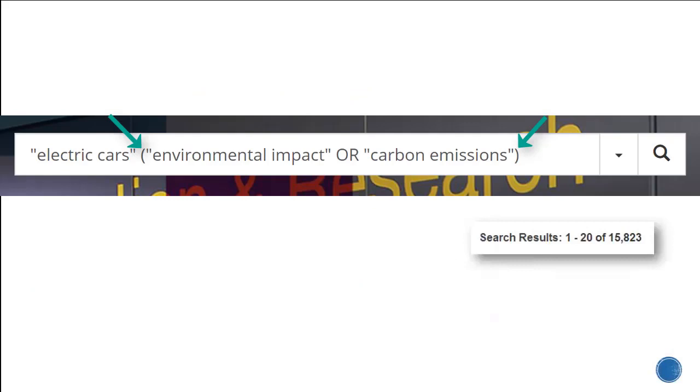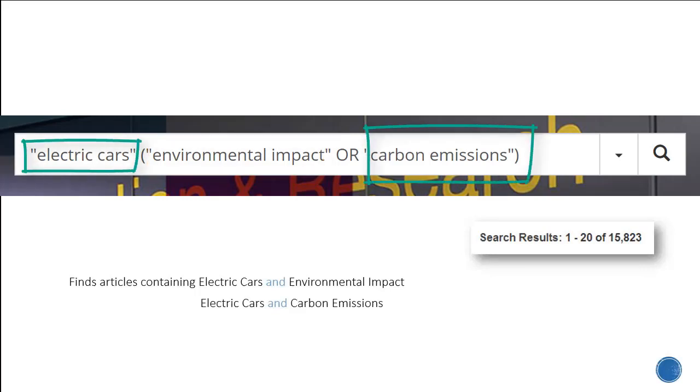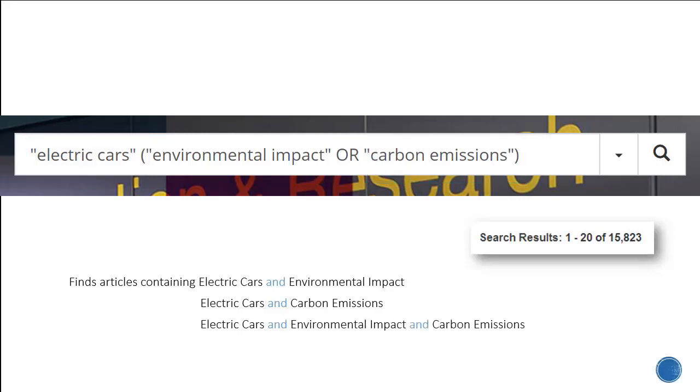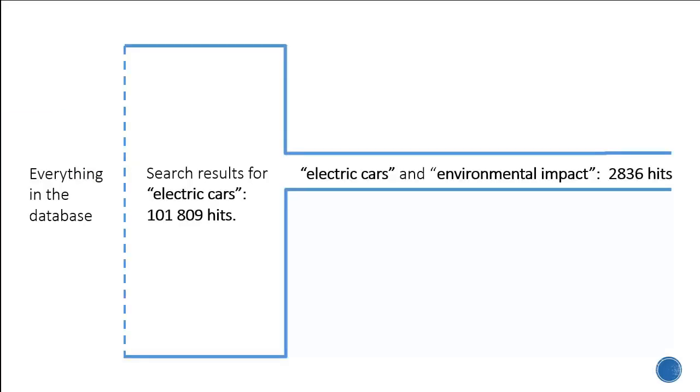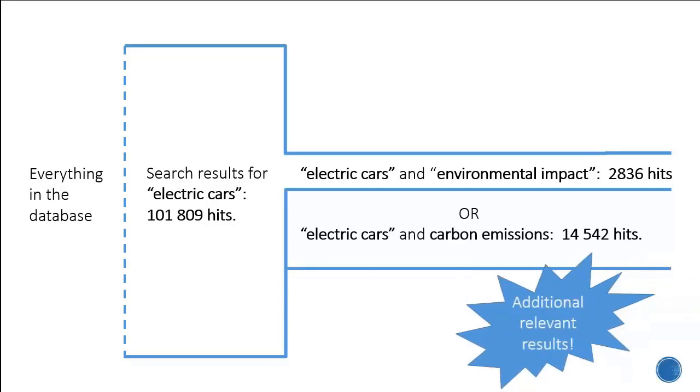With brackets placed correctly, we will retrieve articles containing electric cars and environmental impact, or articles containing electric cars and carbon emissions, or articles containing electric cars and both terms. This strategy helps you expand your search to capture additional, relevant results that use alternate wording.